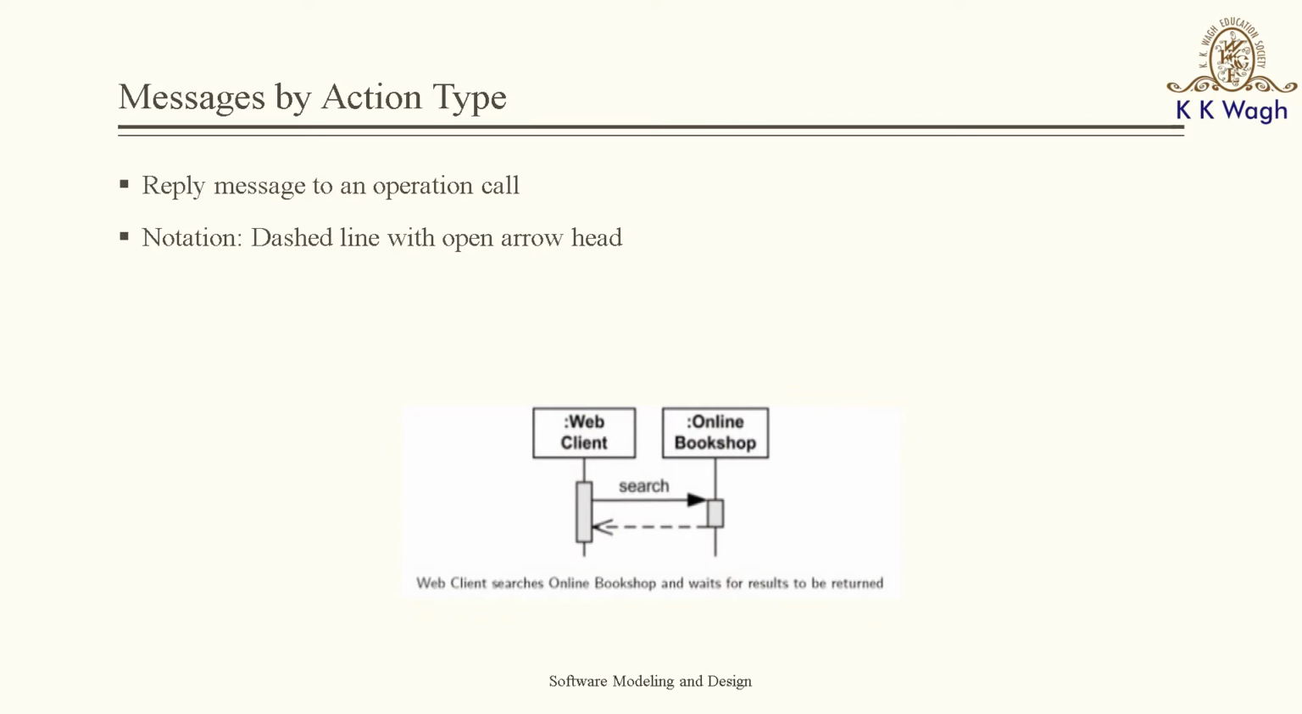Now the next type of message is the reply message. This is the syntax shown by the dotted arrow. This is the reply message. So it is a reply message to an operation call, and the notation is a dashed line with an open arrowhead.